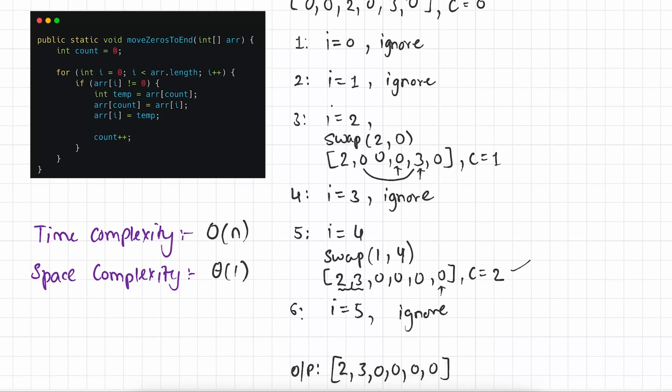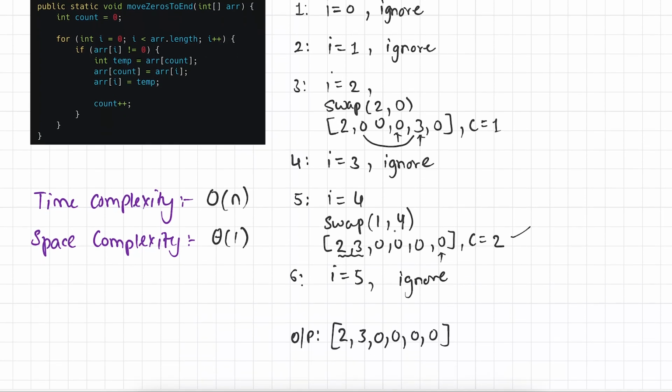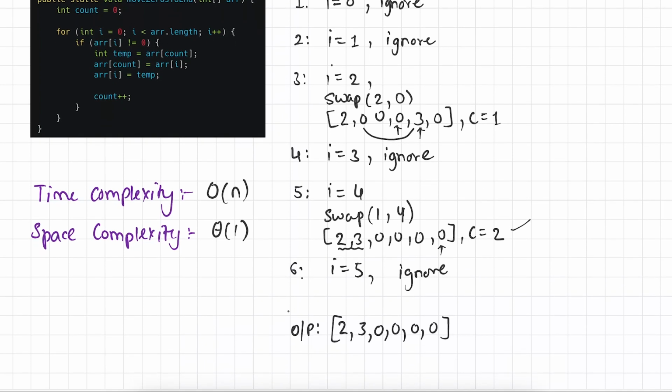In the next iteration our I becomes 5. At the fifth position we see that we have 0, so we simply ignore it. And this is how this function is going to work, and we get our output as 2 3 0 0 0 0, and we have successfully moved all the zeros to the end.